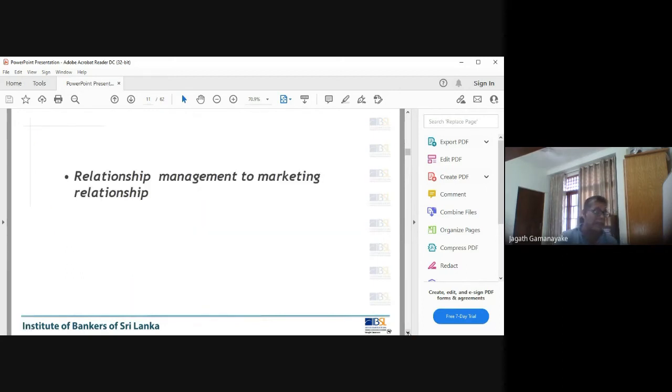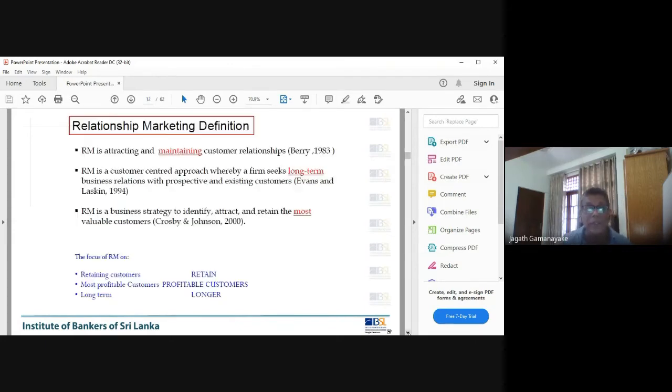Then, of course, we discuss relationship management. After relationship management, we move into marketing relationship, where we learn about relationship marketing. Relationship marketing is basically about attracting and maintaining customer relationships. It is a customer-centered approach. We are in the marketing era now, and the added thing is relationship. It is an approach that seeks a long-term business relationship, retaining customers, getting the most profitable customers and keeping them longer. So that is the relationship market orientation.